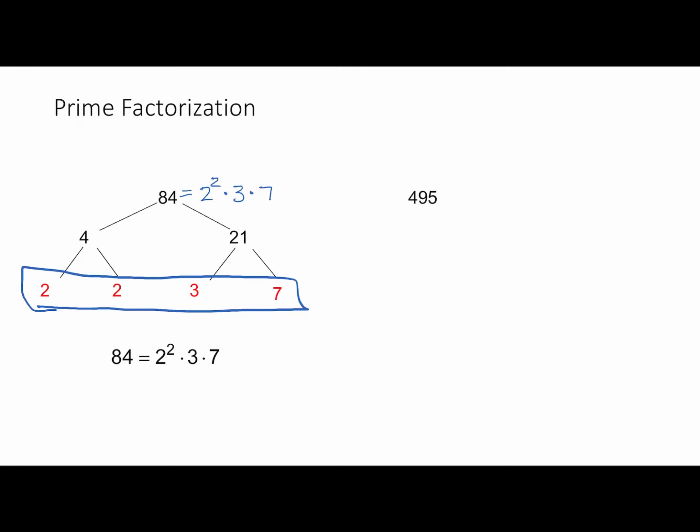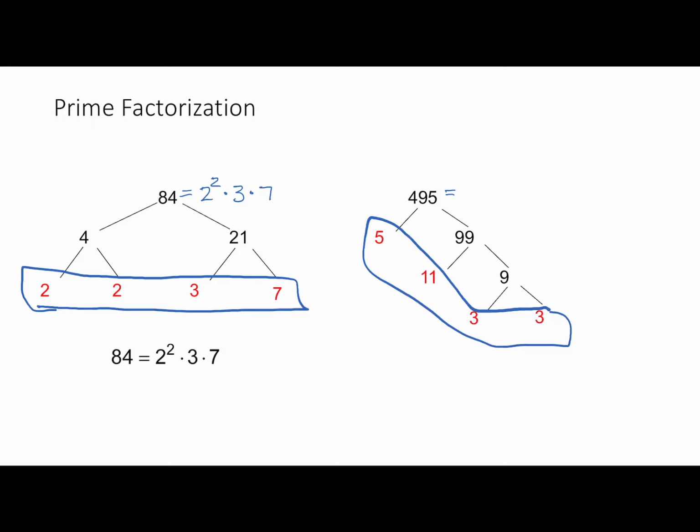What about 495? Well, this ends in a 5, so I know that 5 must divide 495, and when I did that division, I got 99. 5 was already prime, so I'm going to stop at the 5 and deal with the 99. 99 is 11 times 9. 11 is prime. 9 is not prime, so I can factor that down further. 9 is 3 times 3. And now I've ended with some primes, so I'm going to look at all my prime numbers, and that's going to give me my prime factorization. It's nice to put them in increasing order, so I'm going to have 3 squared times 5 times 11.